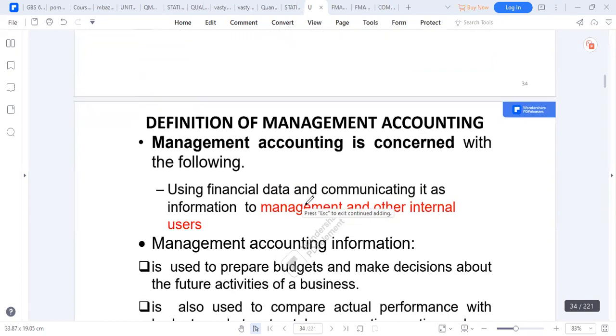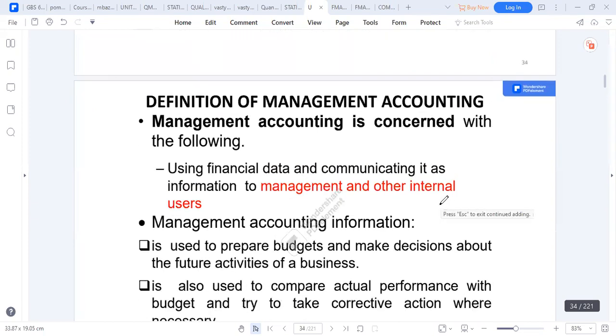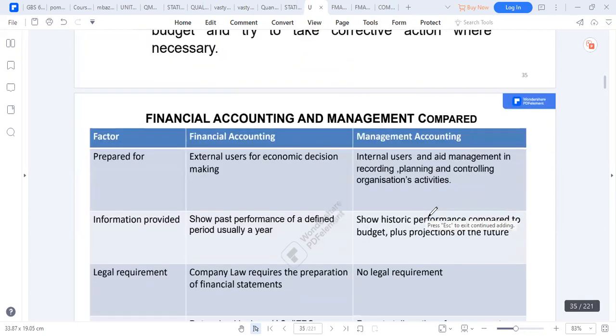So if we're going to look at the differences between the two, I'll show you a tabulation that is given for the two. Financial accounting is mainly for external users. Management accounting is mainly for internal users. The factor: it's provided using past performance. Management accounting also uses historical data.